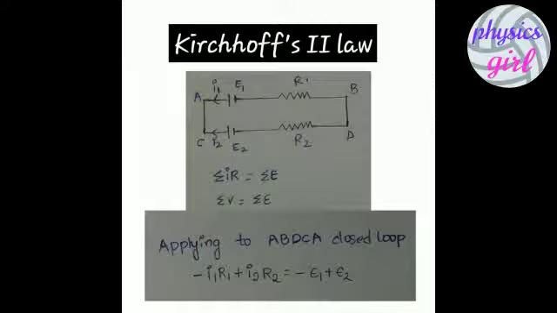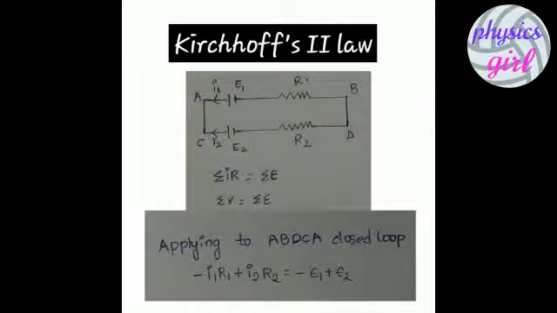We know that V is equal to IR. So in place of V, we replace IR. Then sigma IR is equal to sigma E. The algebraic sum of the product of current and resistance is equal to the algebraic sum of the electromotive forces.